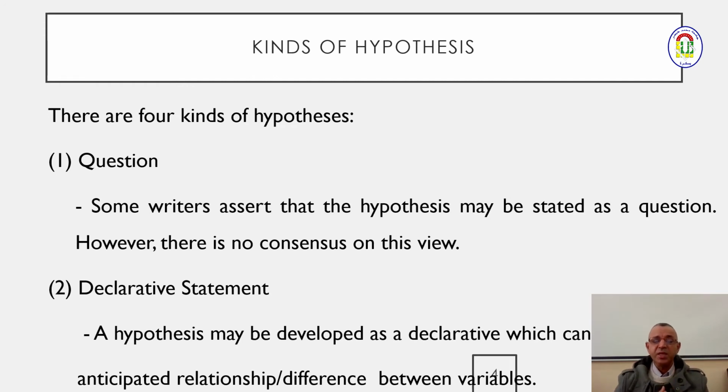We can formulate a hypothesis in terms of a question. Some writers said that the hypothesis may be stated as a question, but generally this is rarely done. We rarely have a hypothesis stated in the form of a question. A hypothesis can also be stated in the form of a declarative statement. It may be developed as a declarative, which can be anticipated by showing whether there is a relationship or there is a difference between the variables.